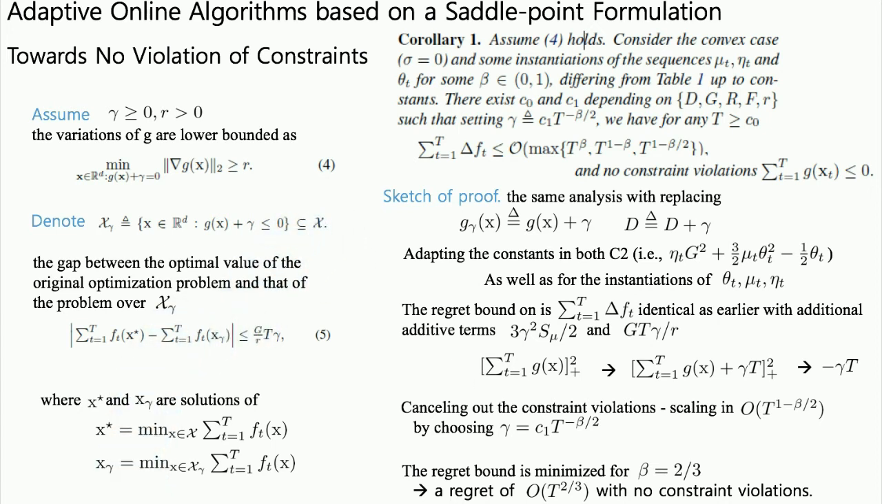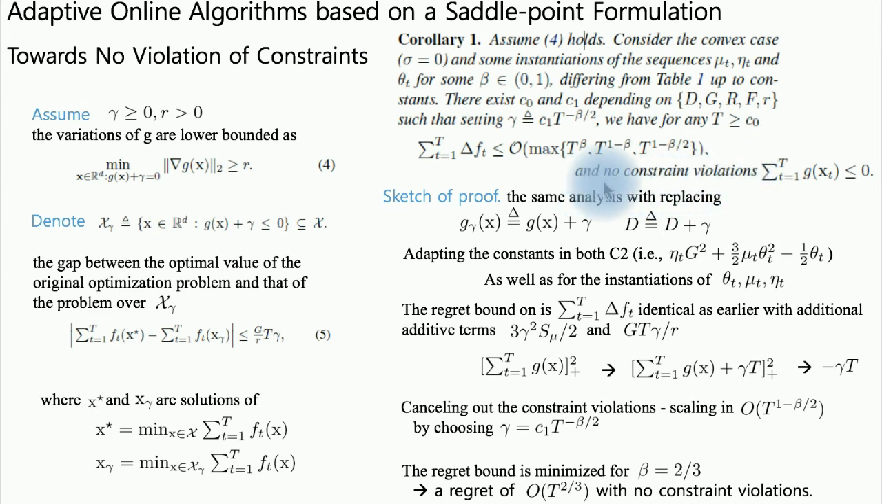The gap between the optimal value of the original optimization problem and that of the problem of x gamma can be well controlled as a function of gamma, where x star and x gamma are the solutions respectively. With this assumption, we get an upper bound of the summation of delta ft without constraint violation.